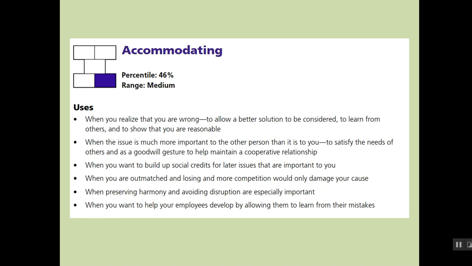And then we have accommodating. The percentile is 46 percent, and the uses are when you realize that you are wrong, to allow a better solution to be considered. When the issue is much more important to the other person than it is to you. When you want to build up social credits for later issues that are important to you. When you are outmatched and losing, and more competition would only damage your cause. When preserving harmony and avoiding disruption are especially important. When you want to help your employees develop by allowing them to learn from their mistakes.